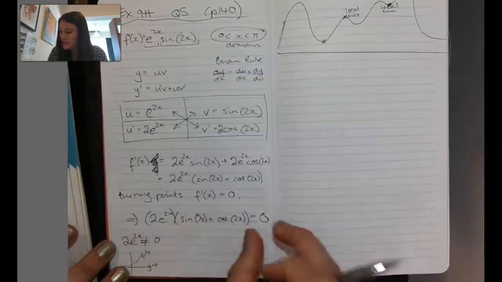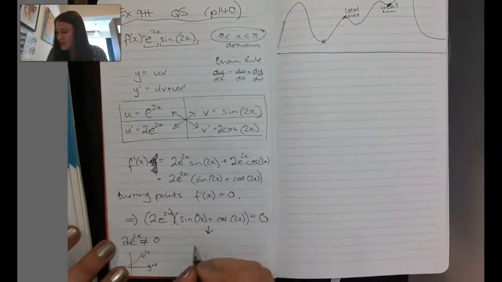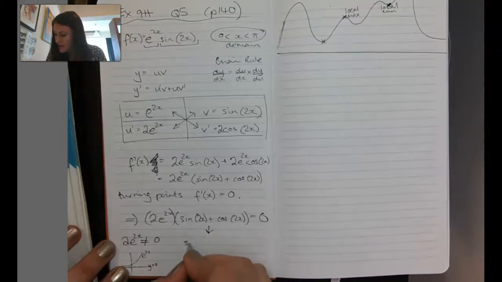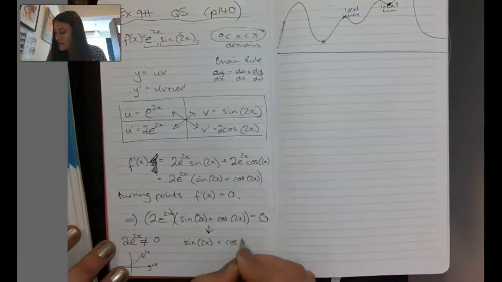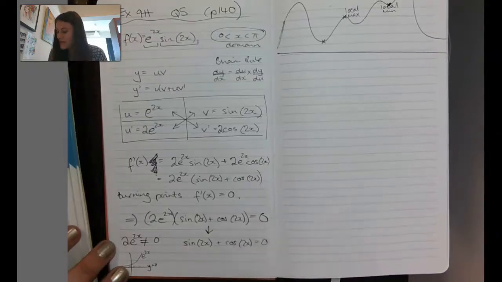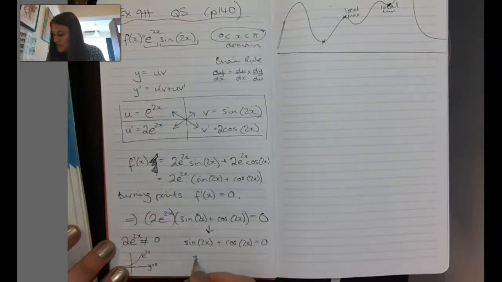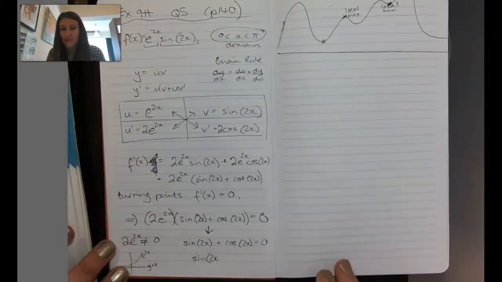So if this times this is 0, it must be this side that is 0. So if this side is 0, I get that sine of 2x plus cos of 2x is 0. I'm going to rearrange that, put the cos over the other side. I'll show you the steps.